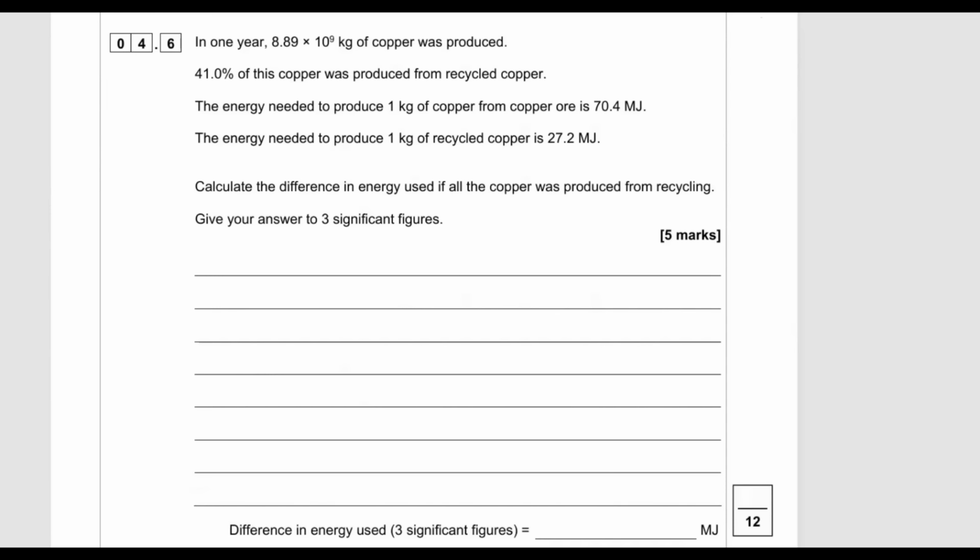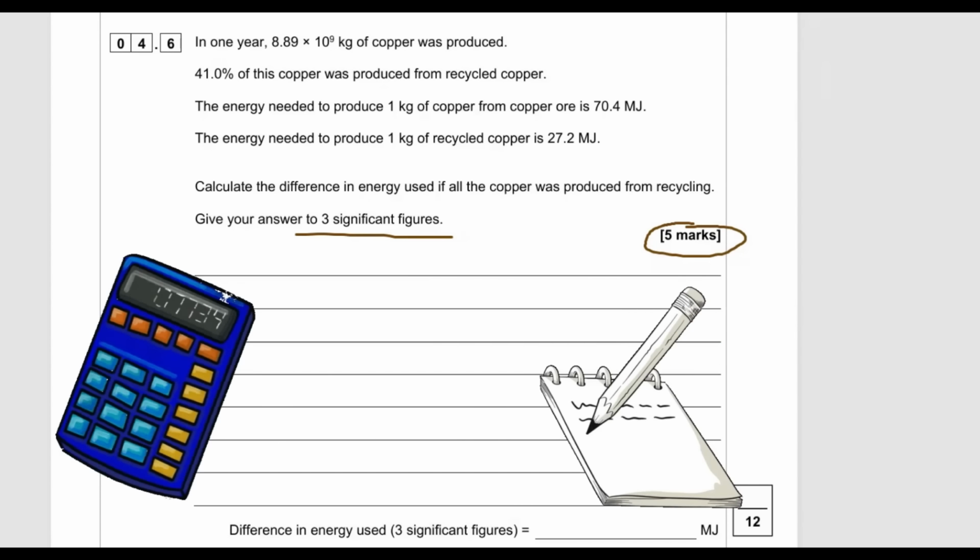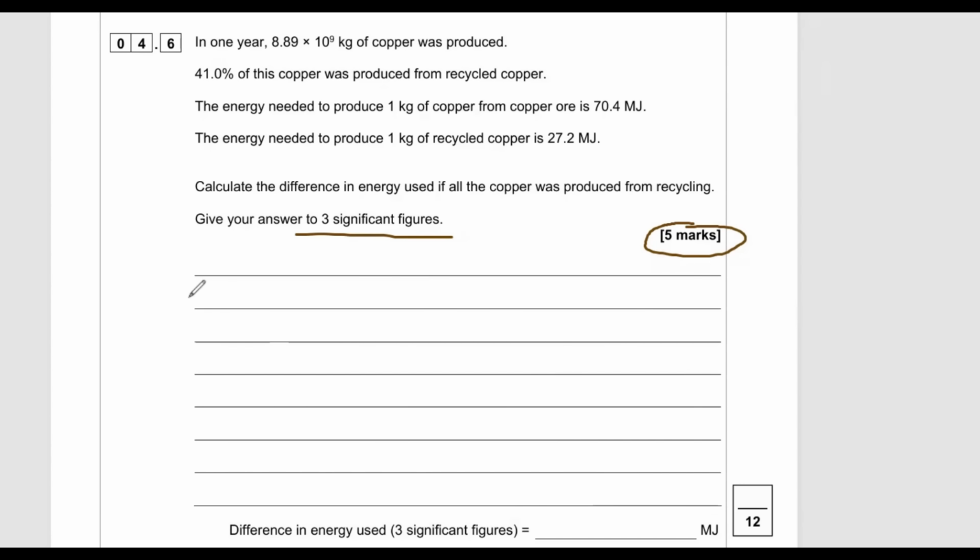All right, we've got another mental maths one. Whoa, this one's difficult. 4.6. In 1 year, 8.89 times 10 to the 9 kilograms of copper was produced. 41% of this copper was produced from recycled copper. The energy to produce 1 kilogram of copper from copper ore is 70.4 megajoules. The energy needed to produce 1 kilogram of recycled copper is 27.2 megajoules. Calculate the difference in energy used if all of the copper was produced from recycling and give your answer to 3 significant figures. And this bad boy is worth 5 marks. It is a difficult one. Grab your calculator, grab your pen, pause the video, have a go, and then I'm going to go through the answer.